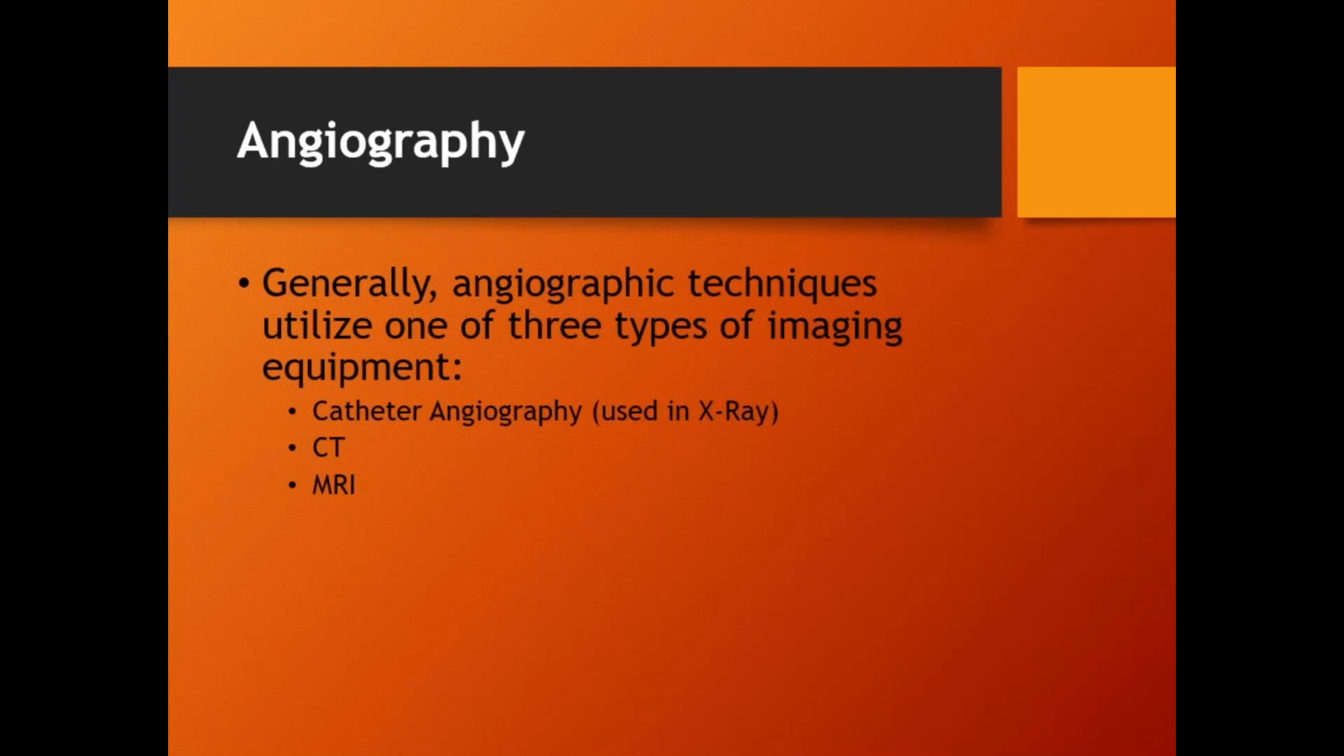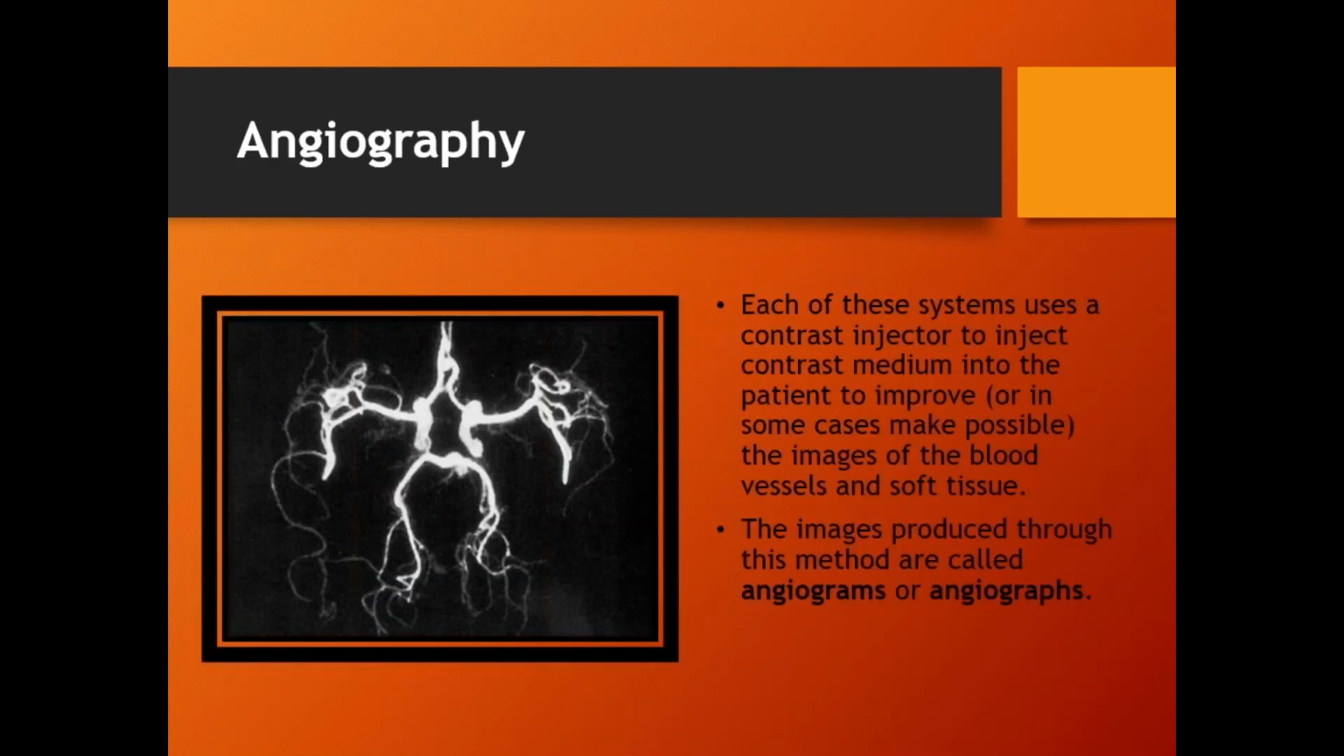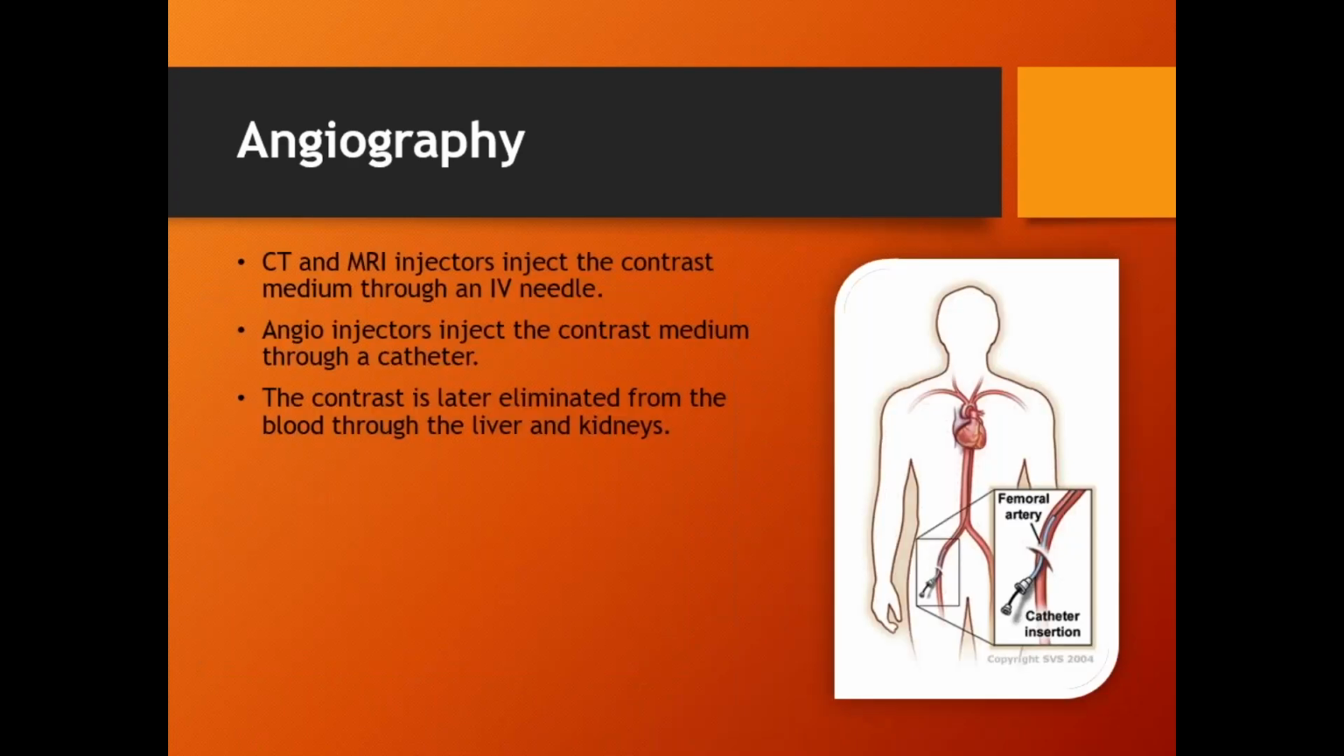They had to come up with 3 different types because each type of procedure, an angiographic procedure, a CT procedure, an MRI procedure, are slightly different animals. So the machine that we need to fire fluid into the patient to make these blood vessels show up has to be slightly different from each other. The operation's basically the same, but the gist of the machine is going to be slightly different. Each of the systems uses the contrast injector to inject the fluid into the patient to improve, or in some cases make it possible at all, to view the images of the blood vessels. These images that are produced are referred to as angiograms or angiographs.